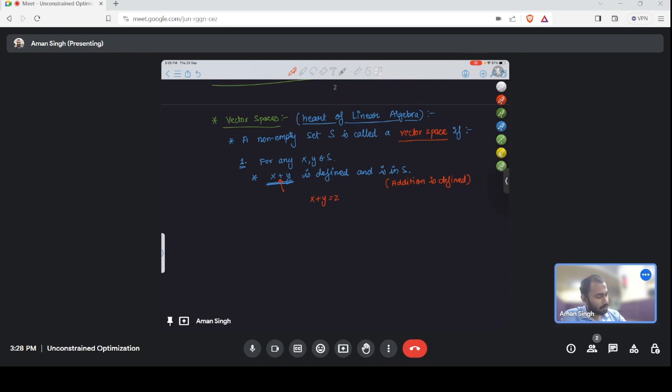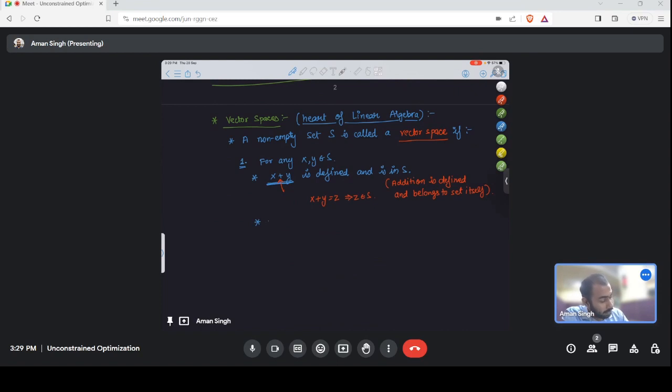Outcome of it is z. Then, if z belongs to S itself, then this is necessary for it to be a vector space. So this is called: addition is defined and belongs to the set itself. So addition should map it back to the same set.